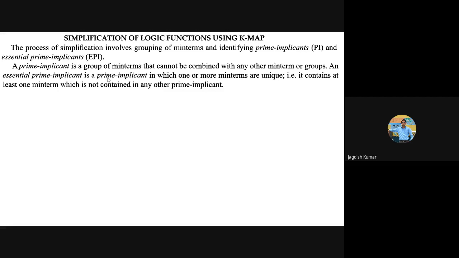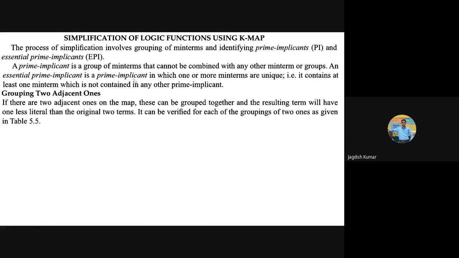Now you will ask, what is a prime implicant? What is an essential prime implicant? So here is a prime implicant basically. A prime implicant is a group of minterms. Minterms means the ones sitting in the truth table in the K-map. All the ones sitting in the K-map are important. A prime implicant actually is a group of minterms that cannot combine with any other minterm or group. Now, again, you will ask what is the meaning of combining them with each other. This is going to be clear in the next 2-3 slides.